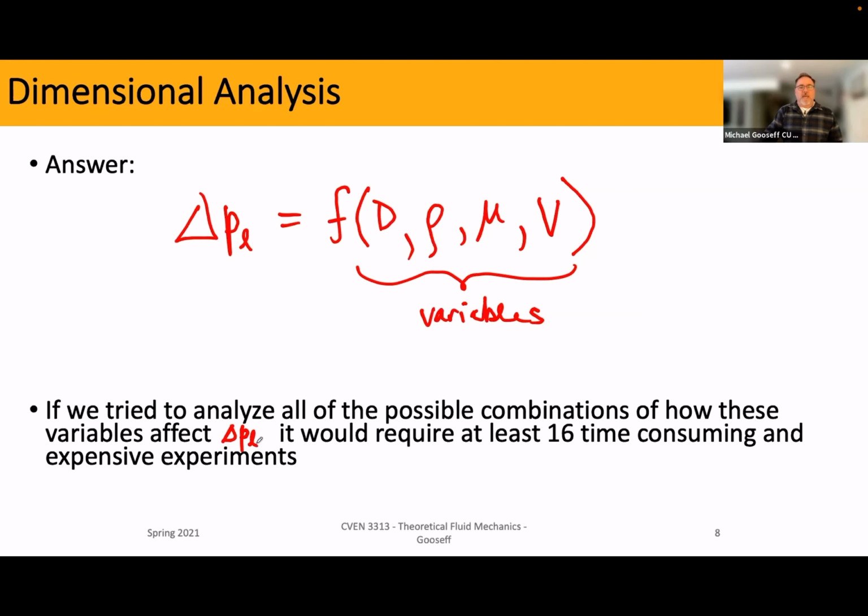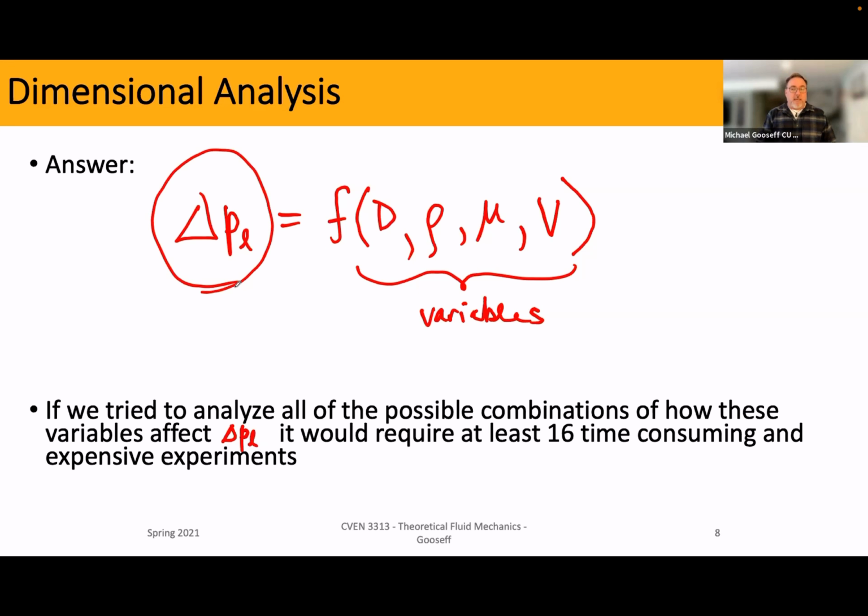It would require at least 16 time-consuming and expensive experiments, because we want to look at how does rho change with D, how does rho change with mu, how does rho change with V, right? All of those things. And then we would do the same thing with V. How does V change with mu? How does V change with D? All of those things would come together, and ultimately we're trying to get them to feed back to some predictive model, numerical model, meaning a curve of some kind, some relationship that we can use to predict the change in pressure with length based on these variables included.